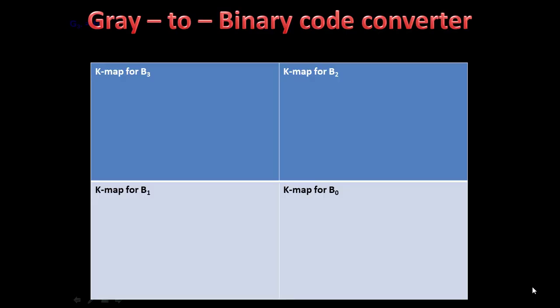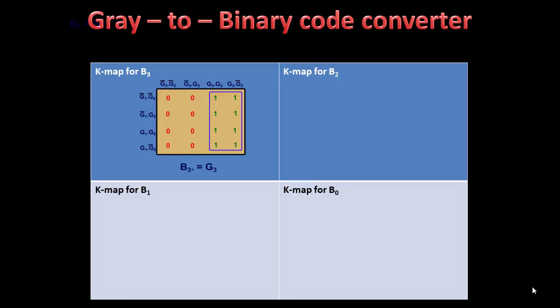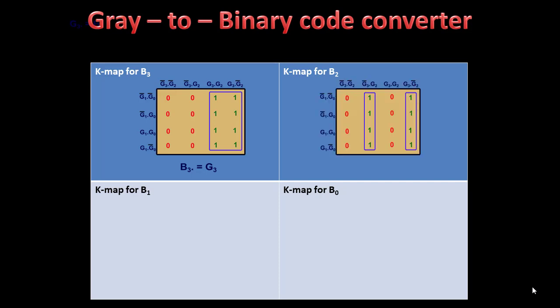So these are the 4 K maps. For B3 we have this. So when we solve the K map, we get an octet. So B3 equal to G3. For B2 we have two quads. So this is the equation when we solve it. So I have solved it in the PDF. The link I have shared in the description section.